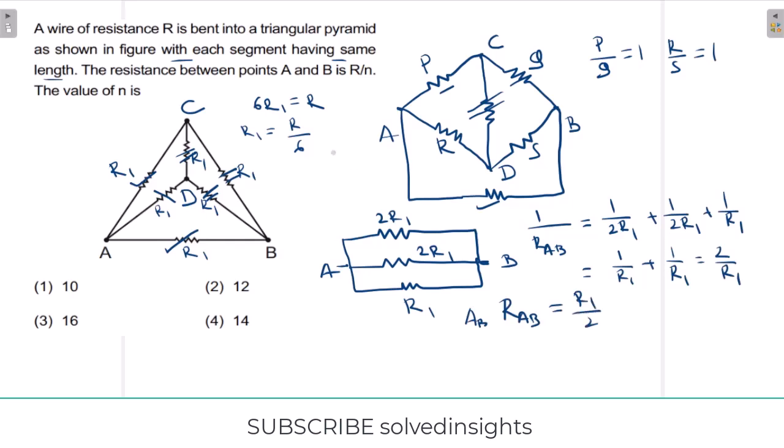Now the value of R1 is R by 6, as we already found. So RAB is R by 12. In the given question it is said that the equivalent resistance between A and B is R by N, so we can clearly see that N is equal to 12. So the correct answer is option 2, that is, the value of N is 12.